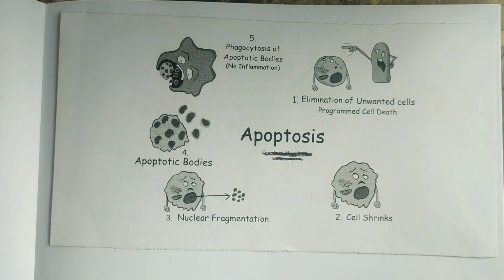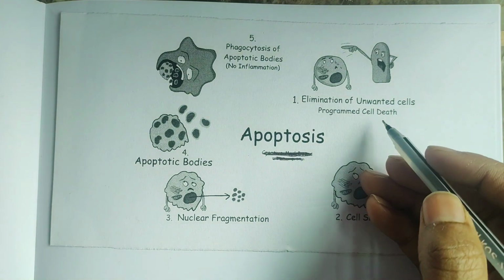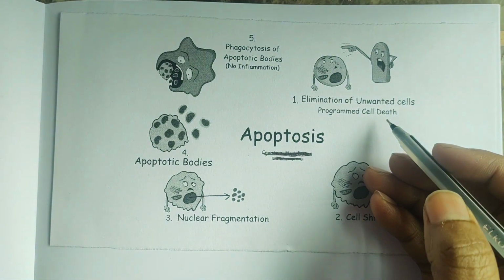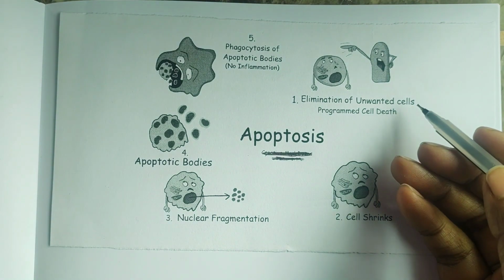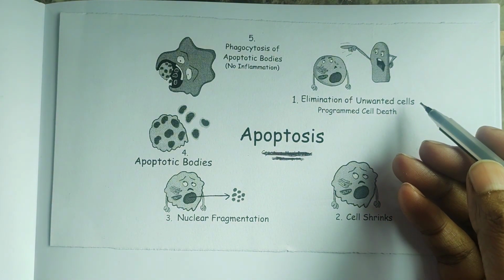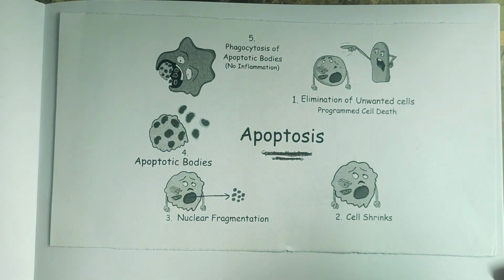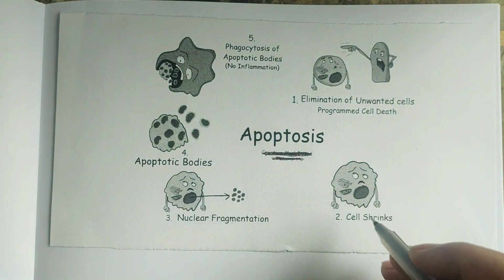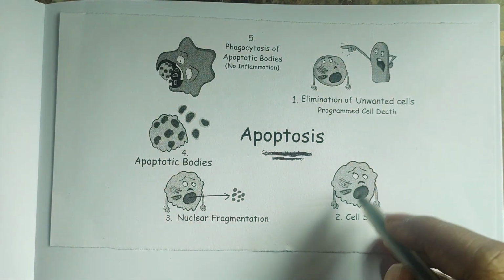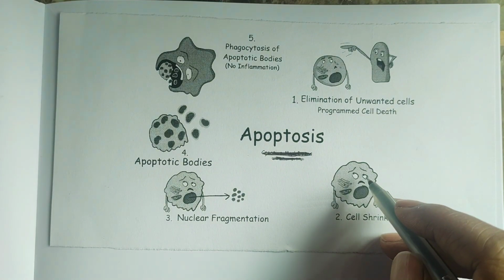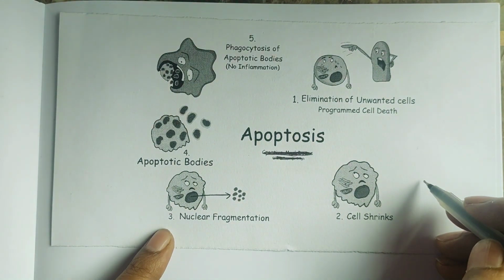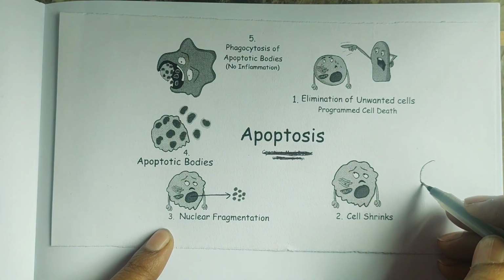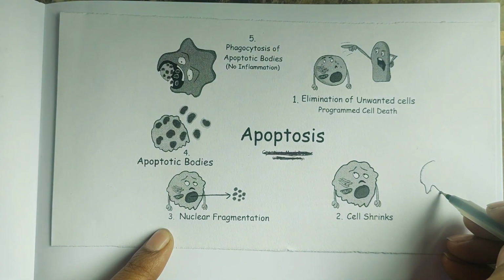Today we will study apoptosis. Apoptosis is programmed cell death, where the unwanted cells are eliminated from our body. In apoptosis, the first thing which occurs is the cell shrinks. The cell shrinks and there is formation of the apoptotic bodies.